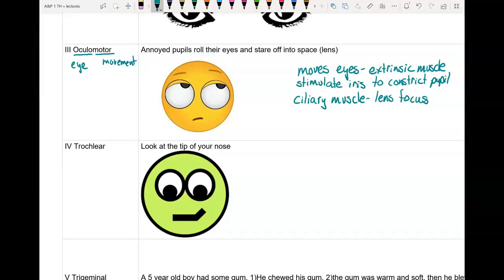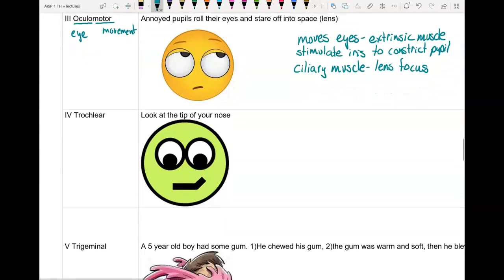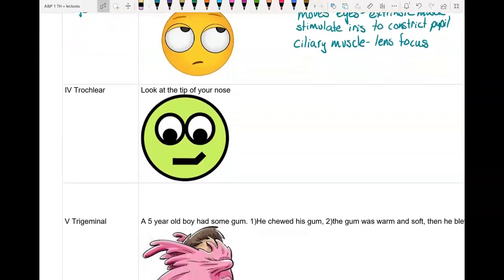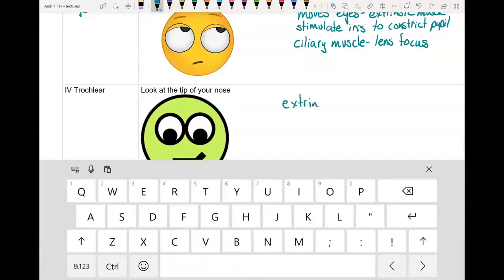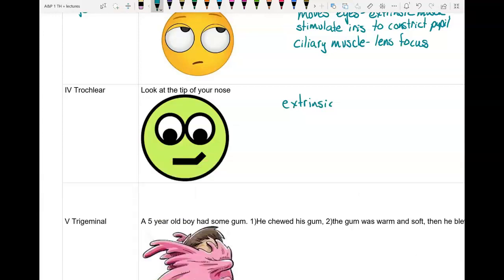Then next we have the trochlear nerve. This one will also cause eye movement. So it's going to stimulate your extrinsic muscles to cause eye movement.